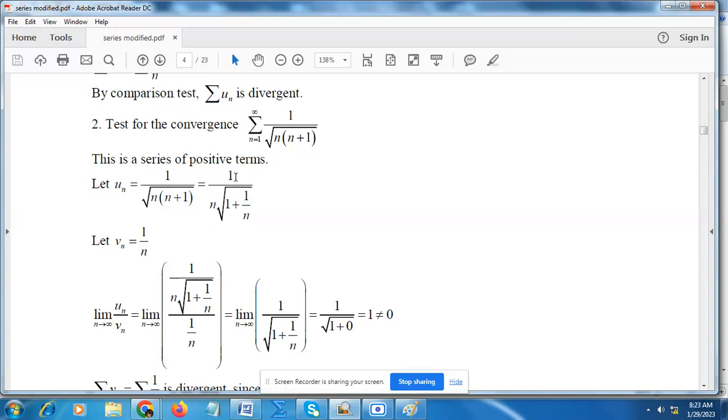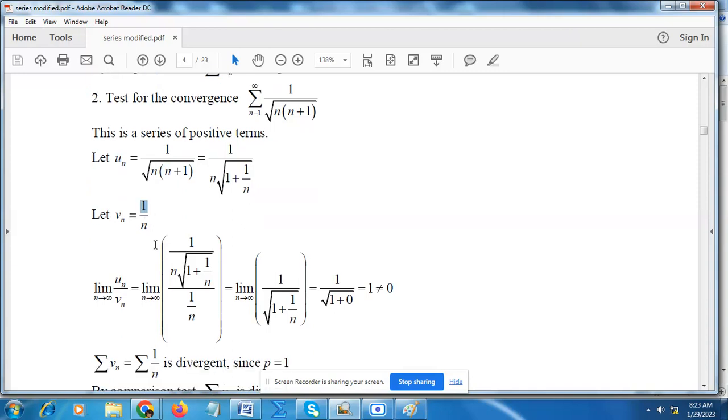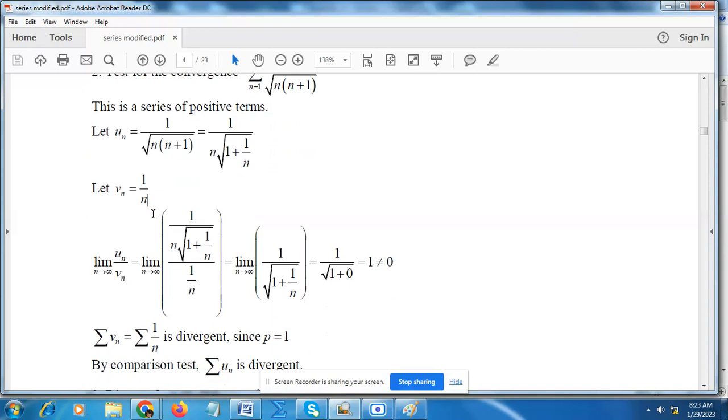Now you take 1 by n as vn, as a trick for the comparison test. Among the terms, 1 by n is the higher power, so take note. Now find the limit of un by vn. 1 by root 1 plus 1 by n. As n tends to infinity, 1 by root 1 plus 0 is 1, which is not equal to 0. Then you go for Vn.